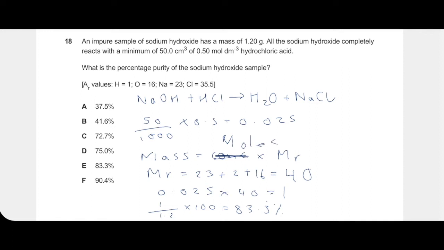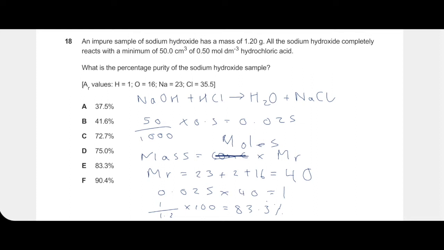Moles times by molecular weight. First I'm going to quickly work out the molecular weight of sodium hydroxide. So it's 23 plus 2 plus 16, which is equal to 40. And now I'm going to input my moles of sodium hydroxide, which is 0.025, and multiply it by the molecular weight of sodium hydroxide, which is 40.